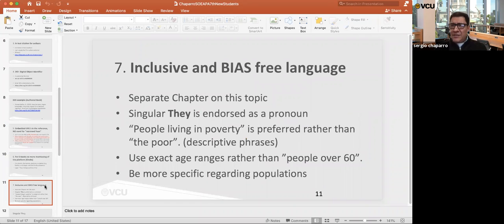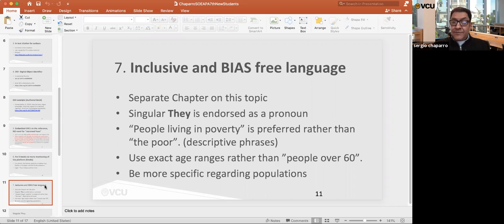One of the most important changes and one of the most important trends is the inclusion of inclusive and bias-free language rules. Again, read carefully the manual about this. You know, it's an entire separate chapter in the new manual. The singular they is endorsed as a pronoun, but also among those inclusive and bias-free language changes.